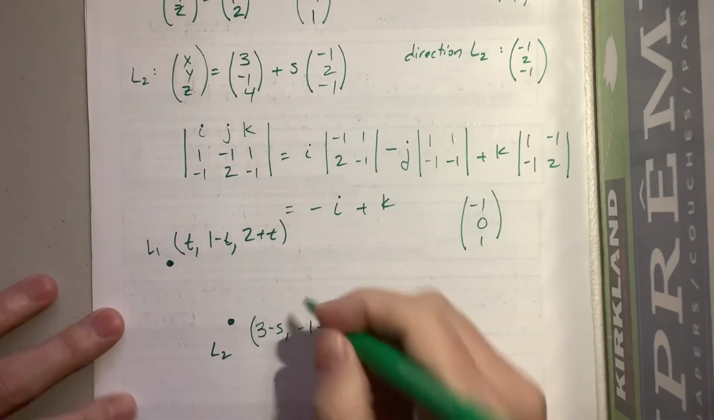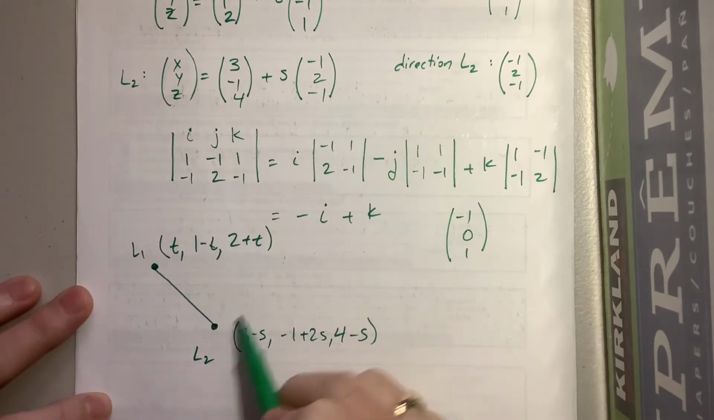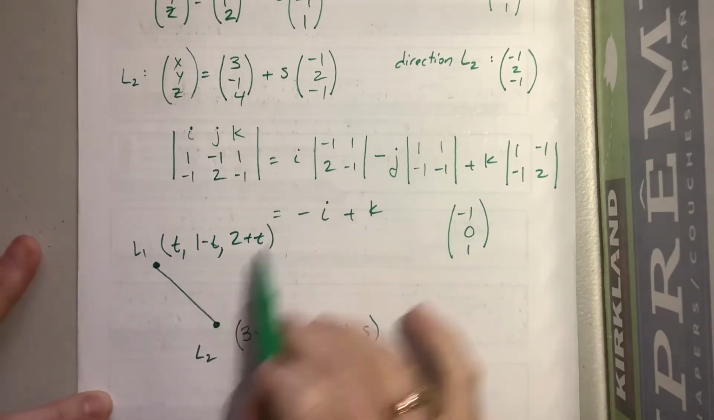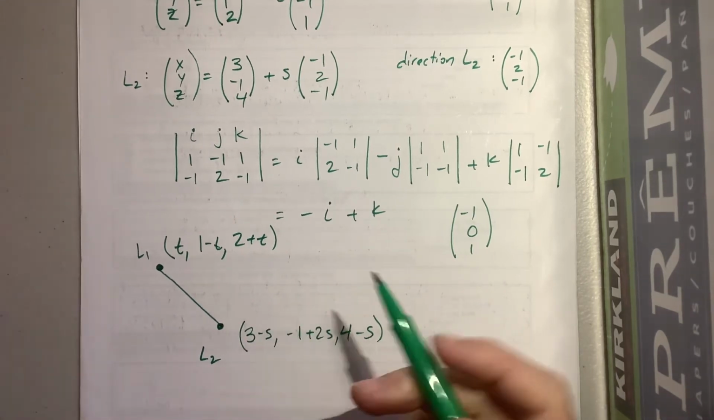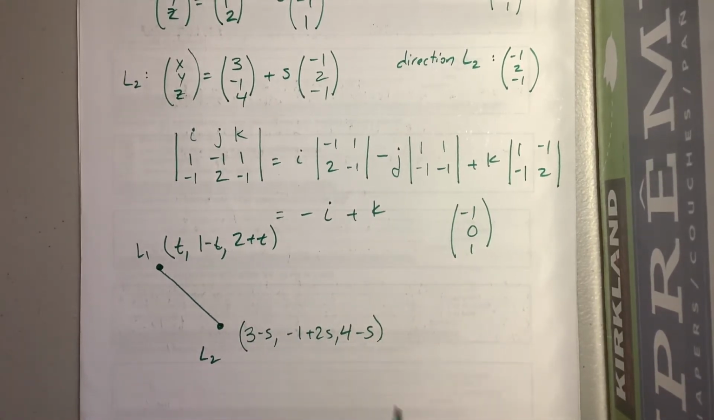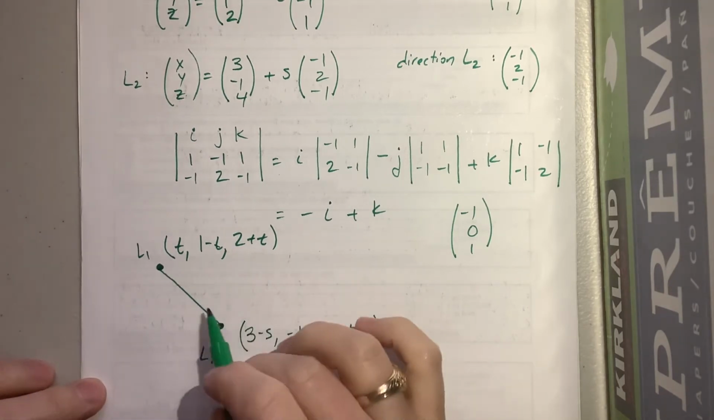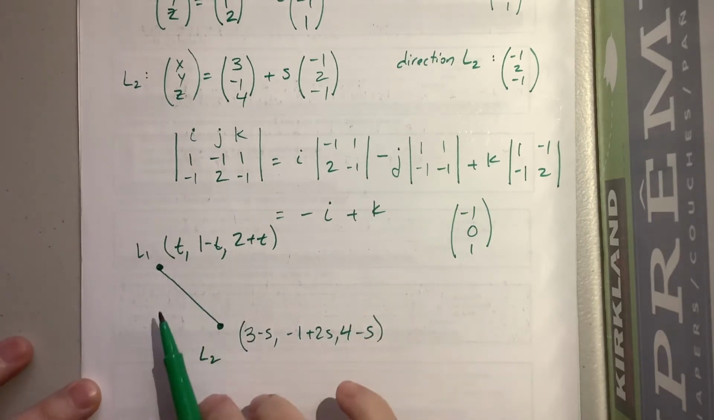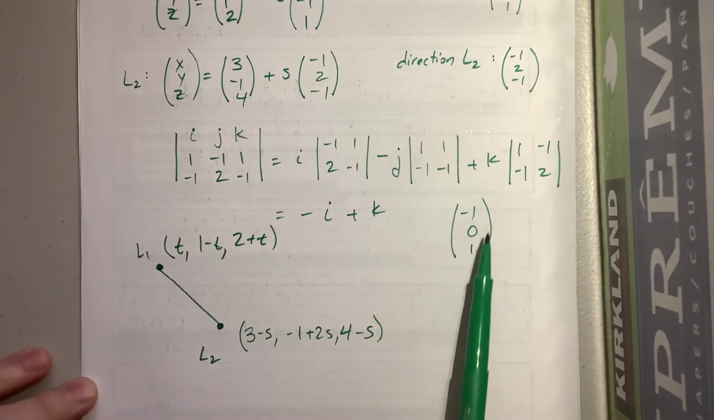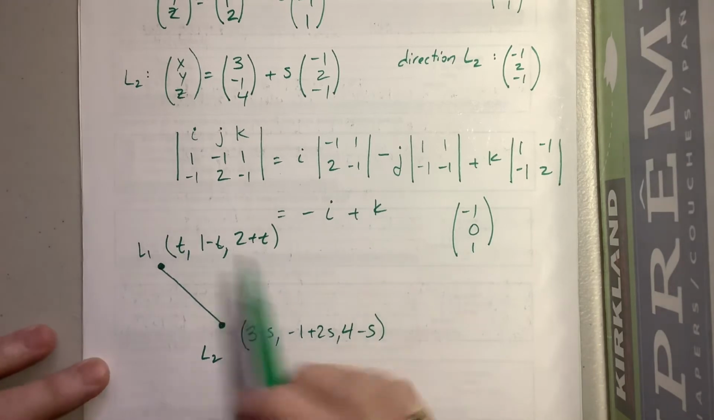So what I have here is line 1 going through here somewhere, and line 2 is going through here. And I can't really draw them because they're skew, and if I draw them, then they're on the same plane and they're no longer skew. But what I can find here is the vector between these two points. Well, I know that I need that vector to be parallel to something that's perpendicular to both of them.